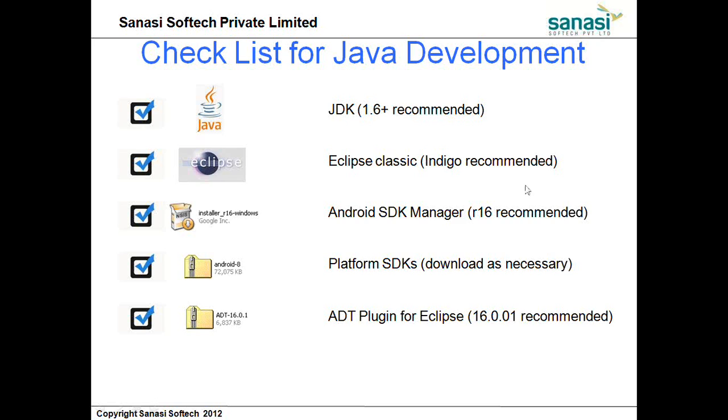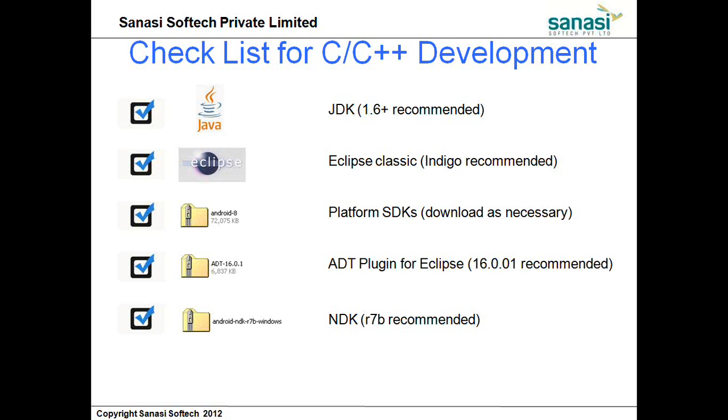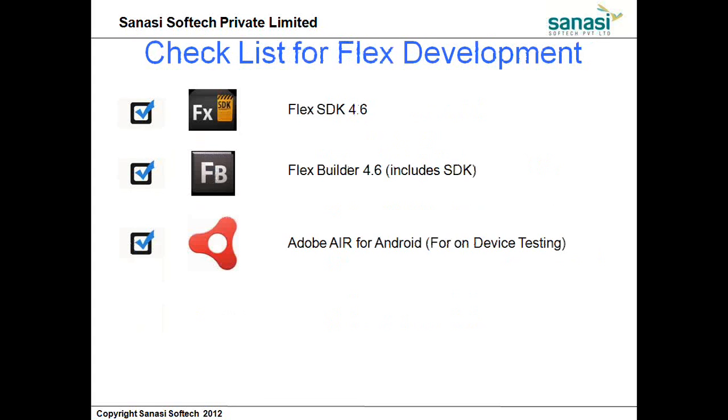Let's move on. Okay, so here's the checklist for C and C++ development. It is almost the same as the previous case. You'll still need all the items I mentioned for developing applications in Java, but additionally, for C and C++ based application development, you will need what is called the Android NDK, and I would recommend a version of R7B. That is the only extra item in this checklist compared to the previous checklist. All right, so that's for native application development.